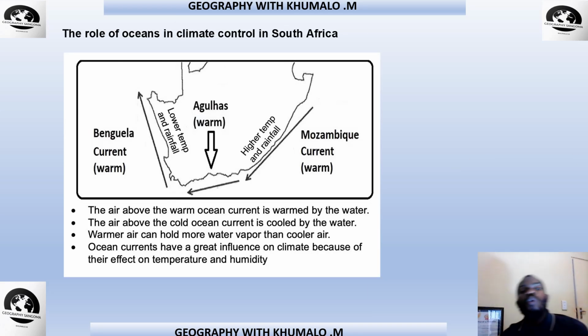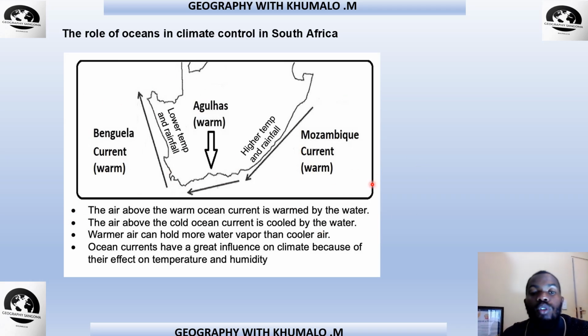Now, the role of oceans in climate control in South Africa. This is very important for you as you're going to grade 12, grade 11s, that we must understand that on the east coast we've got the warm Mozambique current, and then in the west, we've got the cold Benguela. Please forgive me, this diagram is wrong, grade 12s, grade 11s. That is not a warm ocean current, but it is a cold ocean current. The Benguela, it's cold.